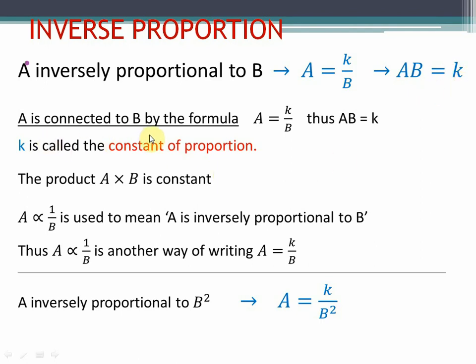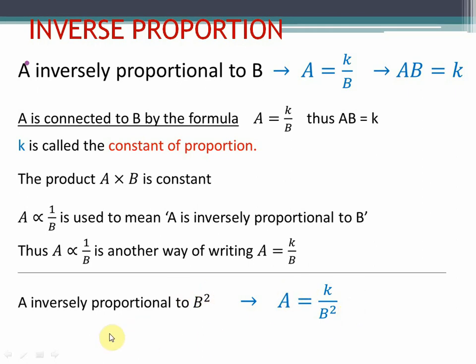So a is connected to b by the formula a equals k over b, thus ab equals k. The k is called the constant of proportionality. So the product of the two variables is equal to some constant. This is the concept of inverse proportion. When we multiply two variables and equate it with some constant, it is called inversely proportional. So this slide is basically the basic representation of inverse proportion.